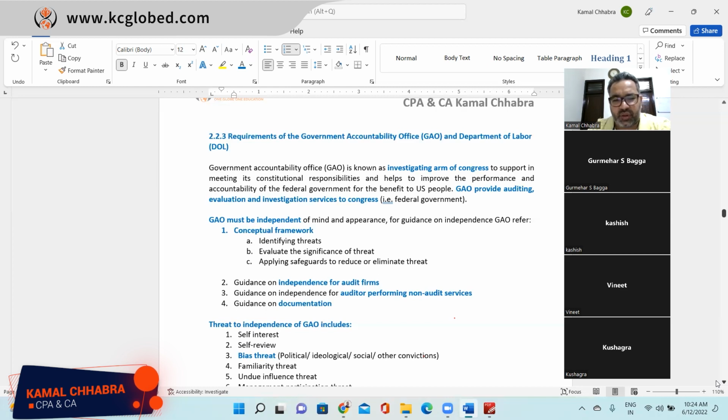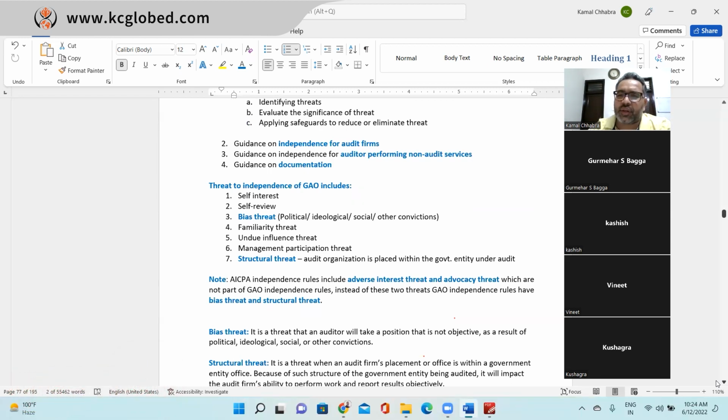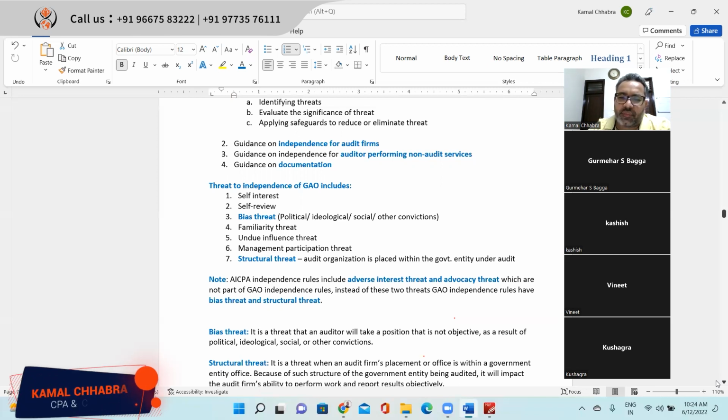In the independence rules, we discussed seven threats to the independence of the auditor. Do you remember those threats? Familiarity threat, management responsibility threat, adverse interest threat, self-interest threat, self-review threat, undue influence threat. So we discussed all these seven.